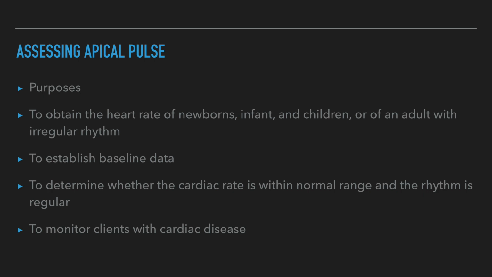Assessing the apical pulse. Purposes: 1. To obtain the heart rate of newborns, infant, and children, or of an adult with irregular rhythm. 2. To establish baseline data for subsequent evaluation. 3. To determine whether the cardiac rate is within normal range and the rhythm is regular. 4. To monitor clients with cardiac disease and those receiving medications to improve heart action.